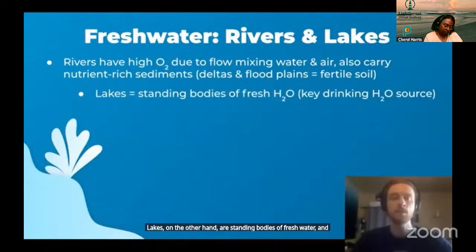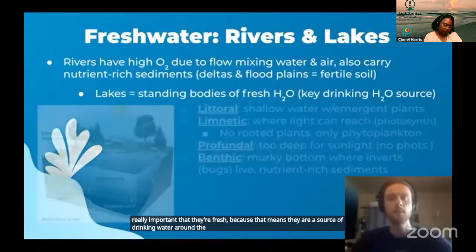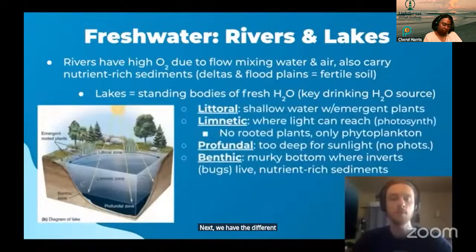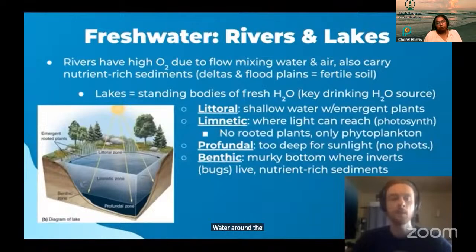And this is really important that they're fresh because that means they are a source of drinking water around the world. Next, we have the different zones of a body of water. The littoral zone is the shallow water around the edge of the lake or the pond, and it's going to have what we call emergent plants.